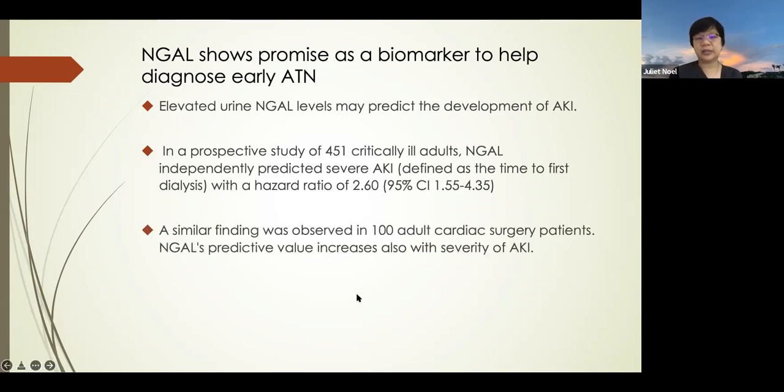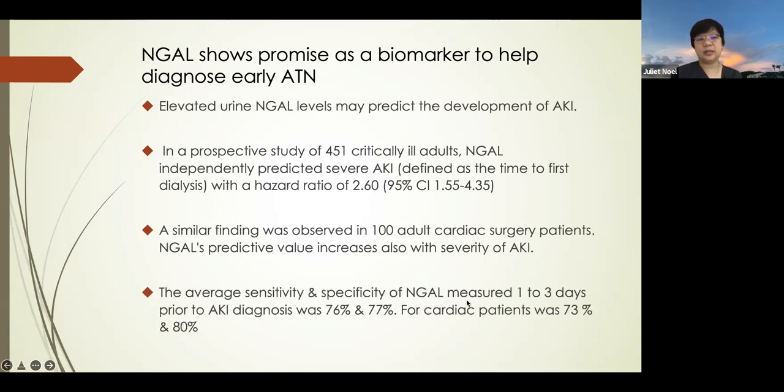A similar finding was observed in 100 adult cardiac surgery patients. NGAL predictive value increases also with severity of AKI. The average sensitivity and specificity of NGAL ranges between 73 to 76 sensitivity and 77 to 80 specificity.